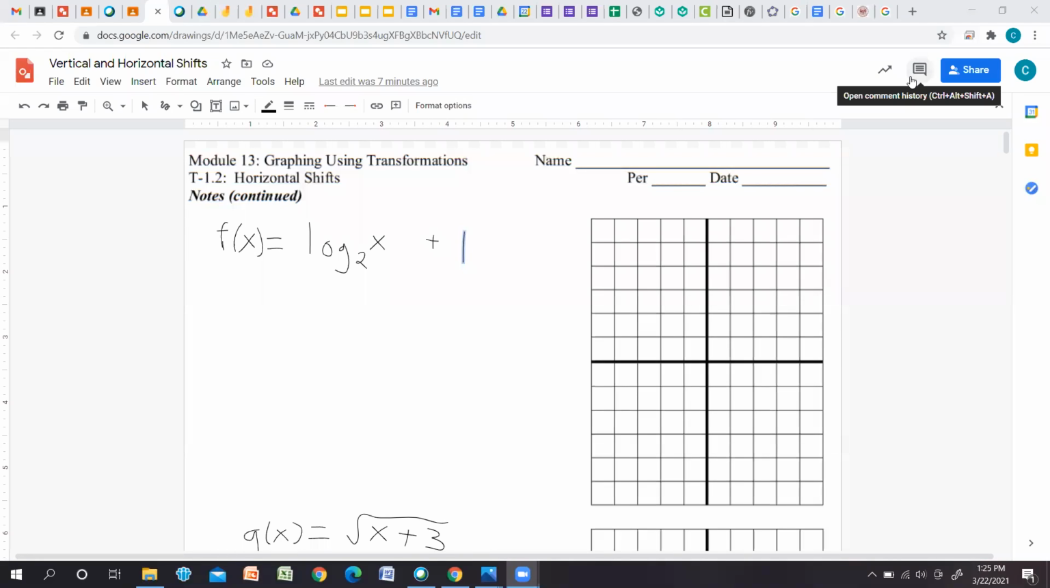Good morning. For this assignment, you will be performing various vertical and horizontal shifts on different functions.